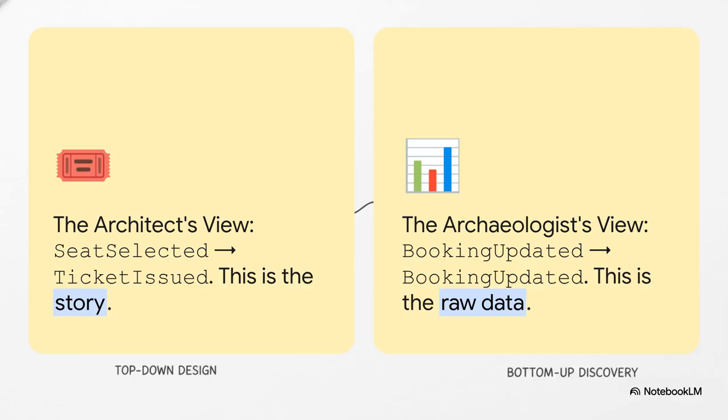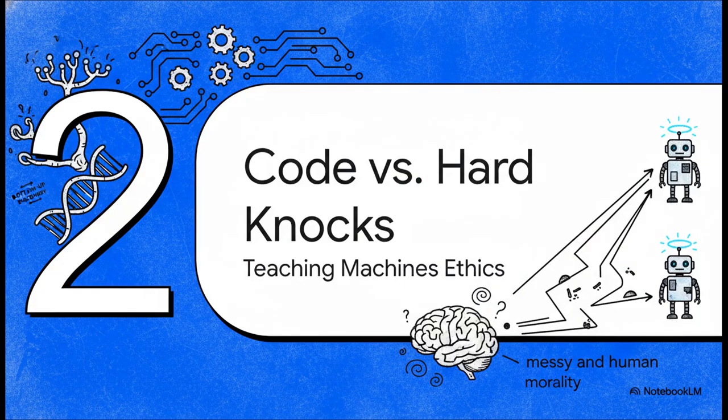Simple. But the archaeologist, the data engineer, they see the raw evidence trail. The booking status was updated, then it was updated again, and then it was updated a third time. One view is the clean story we want to tell, the other is the messy reality of what actually happened in the data. Okay, so we've seen this pattern in biology and software.